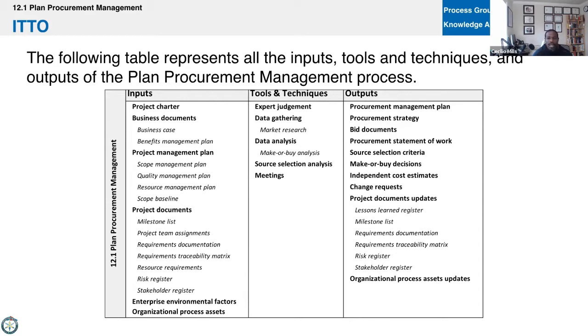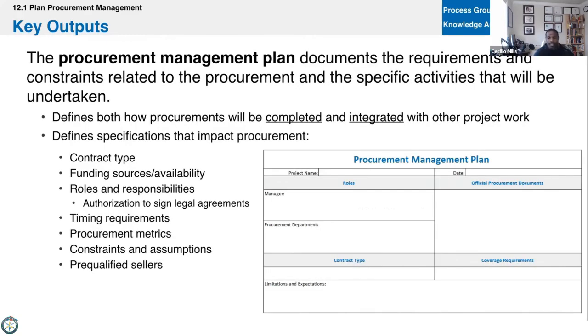And then you see that we have multiple outputs here. We get the plan, the strategy, the bid documents. So we touched on these earlier. We're going to deep dive into each of these. So let's get to it. The key output here is the plan, right? And it does define how we will complete purchases and integrate those with project work, because that could be third-party labor, could be materials, could be machines, could be partnering with another company.